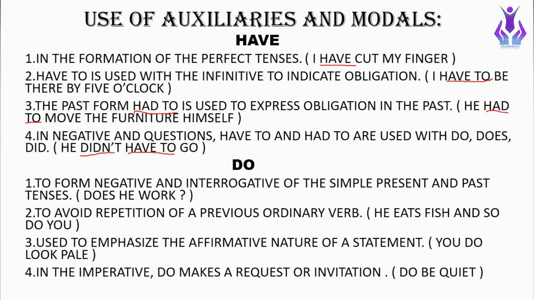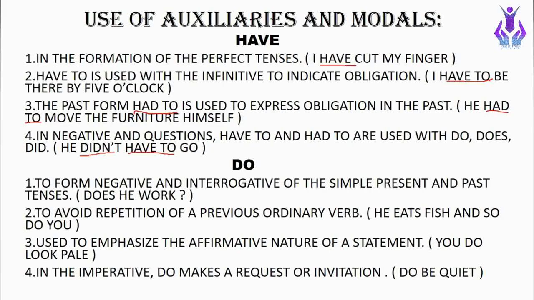The next one is do. Do is also used in various forms. We use it to form the negative and interrogative of simple present and simple past tenses. Negative sentences are those with not, and interrogative sentences are question sentences. So when we convert simple present and simple past tenses into their negative or interrogative form, we put do there.